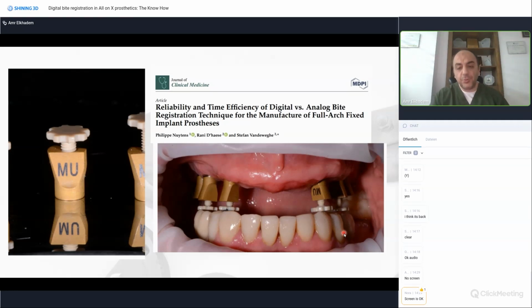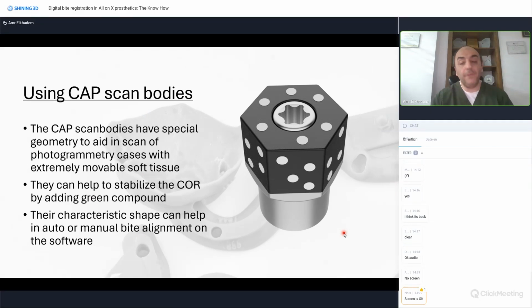But actually, this scenario is not doable every time, because at many instances, the length of the scan bodies is not short enough. They are long scan bodies, so they are interfering with the occlusion. So I'm going to show you another way for the guys who are using the photogrammetry. The photogrammetry comes with some small scan caps, which are called the cap scan bodies. They are originally designed to scan the very difficult cases with movable soft tissues, but we can use them also for the bite registration, as I'm going to show you now.